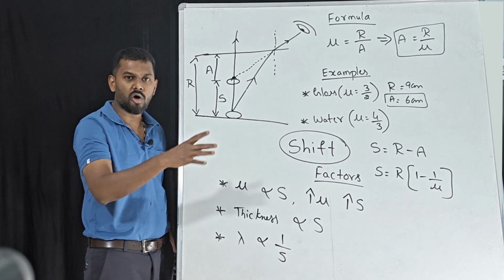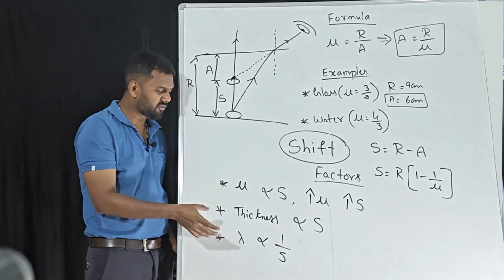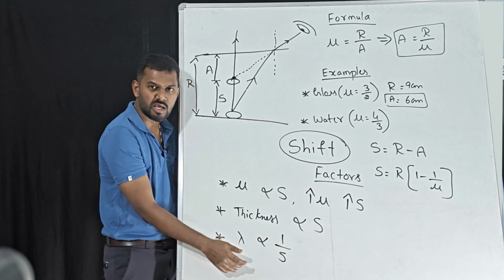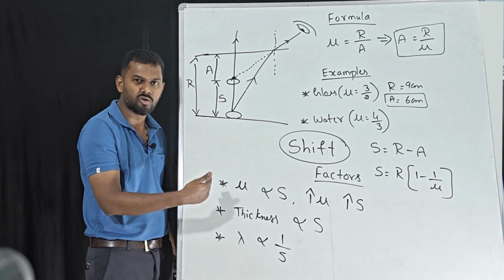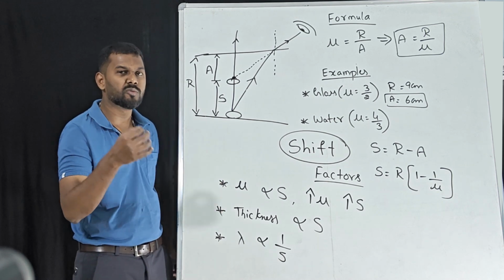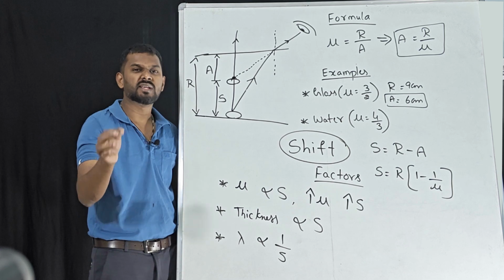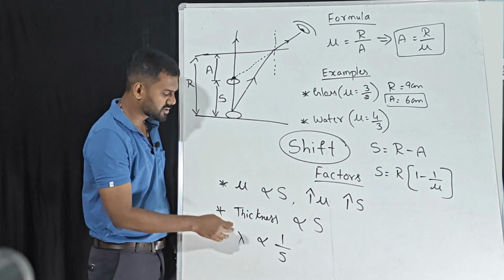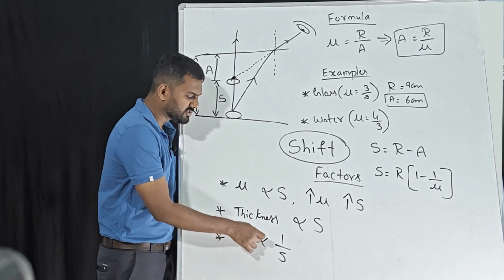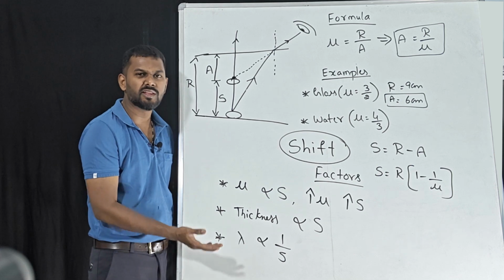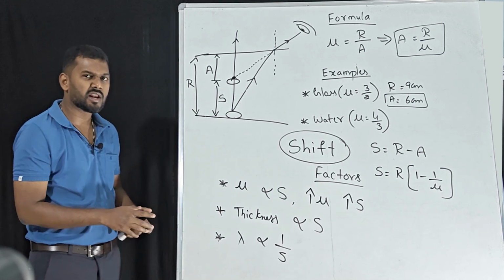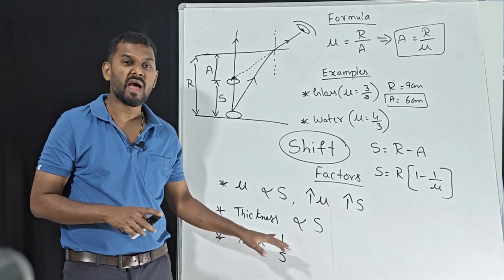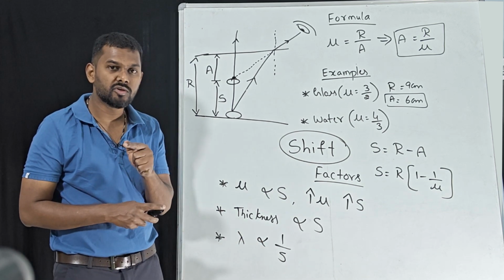Don't assume for all the colors shift will be the same. Whenever we are talking about it directly like this, we don't know the wavelength of any particular color. Whenever we are not talking about any color, that means we are talking about sunlight or white light. So the wavelength of white light is inversely proportional to shift. If the wavelength increases, shift decreases. That's it. So which color of light has maximum shift according to you?